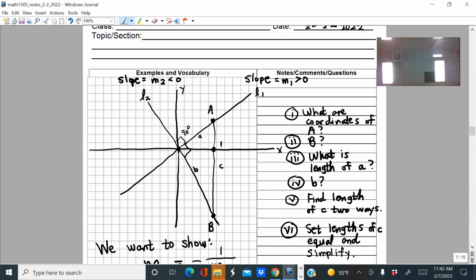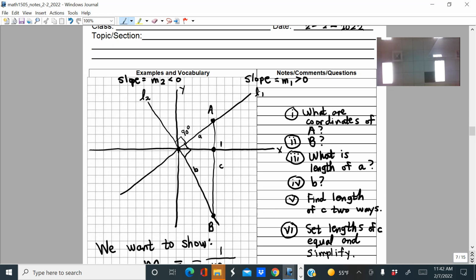So I get a picture that looks like this. There are two arbitrary perpendicular lines. Again, I'm going to assume that they intersect at the origin. So they cross right here at 0, 0. They're perpendicular, right? So that means the angle between the lines is a 90 degree angle. They meet at 90 degrees.